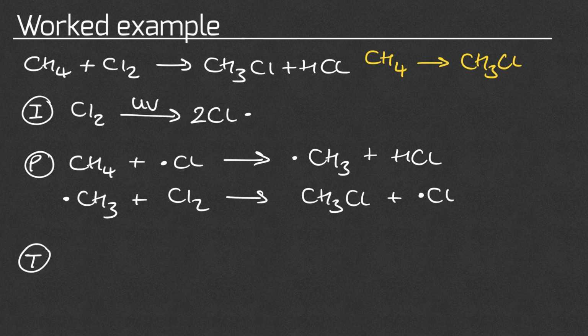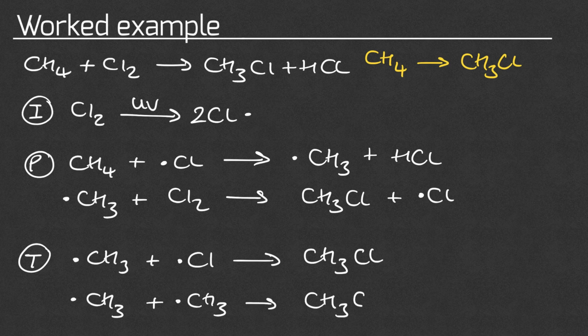Finally, we'll need to write an example termination equation. In an actual question, you might be given a target molecule to produce this way, but we'll just look at a couple of examples you could use. So you might combine a methyl radical with a chlorine radical to produce chloromethane. Or you might join together two methyl radicals to form ethane. So in this case, we've given the overall equation for the conversion, written out the initiation step, both propagation steps, and you could just write one of these termination equations.